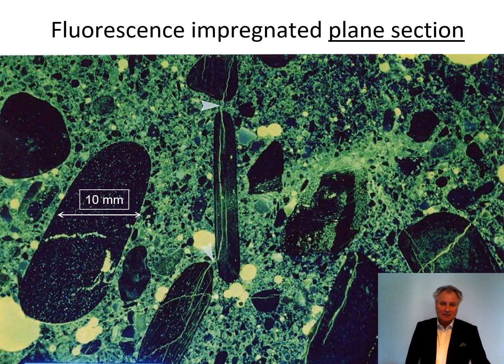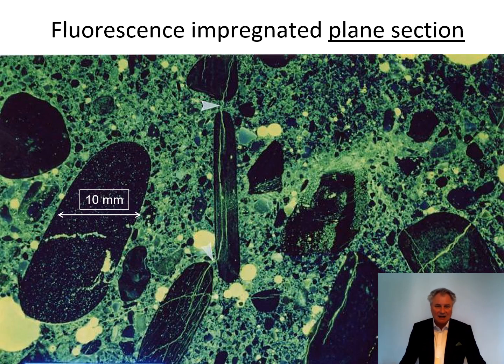On a little bit bigger scale, this is a plan section. It's not a thin section, but a plan section. So we have been polishing the concrete. You can see the diameter of the aggregate to the left is 10 millimeters. We have also impregnated it with fluorescence dye. And then we can see that the cracks go through different reactive particles, but they also go into the cement paste and so on.